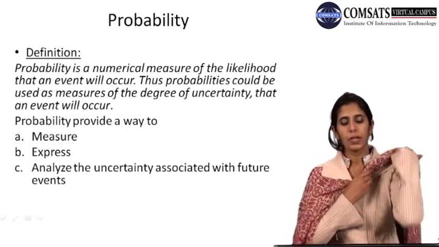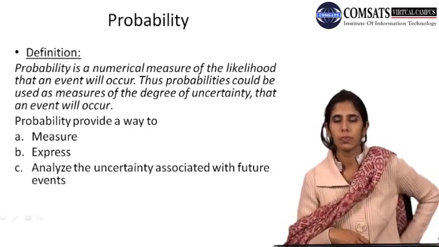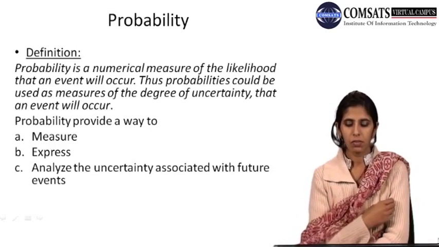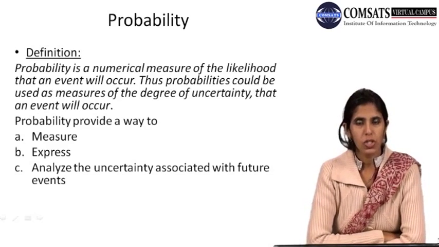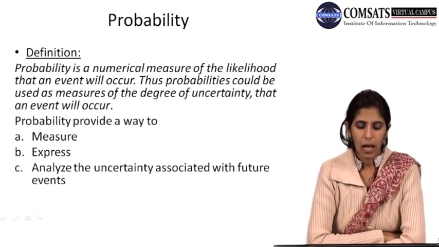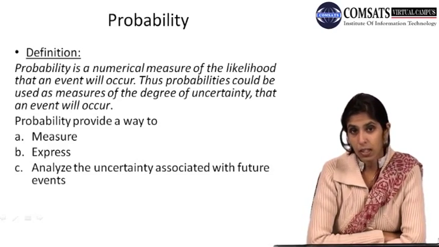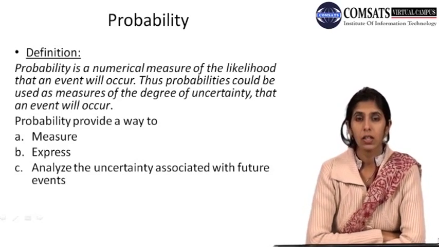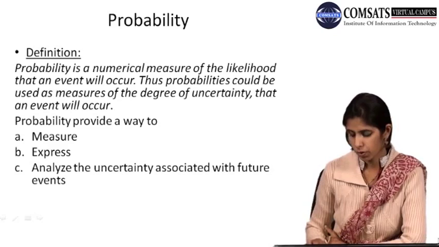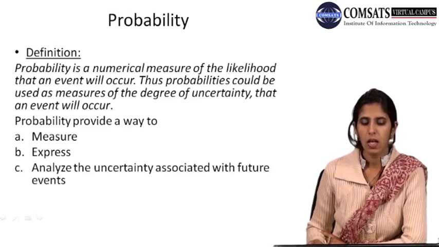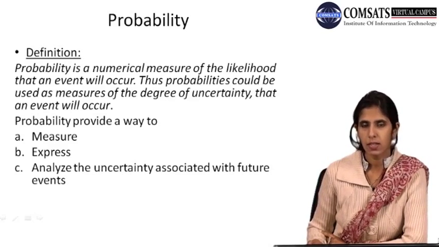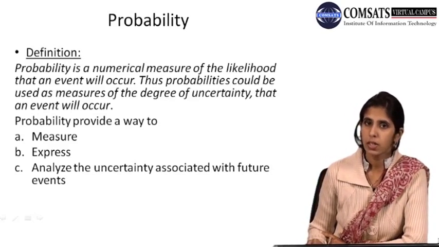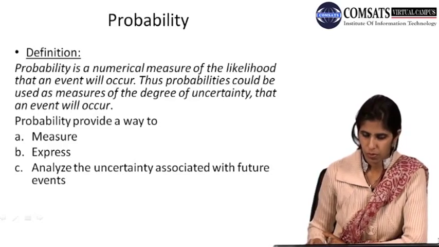Now in probability we talk about how we will be measuring the events, how we will be expressing the events which are about to be undertaken in future, and how we will be analyzing the level of uncertainty in the event which is about to happen in future. So these three areas are the domain of probability: measuring, expressing, and analysis of the uncertainties of the events which are about to happen in future.